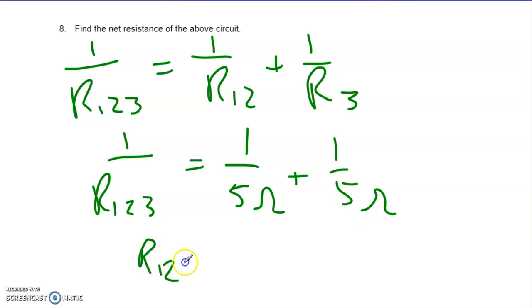So to get R123, we have to add our fractions on the right side. 1/5 plus 1/5 is 2/5. And we take the reciprocal, which is 5 halves, and 5 halves is 2.5 ohms.